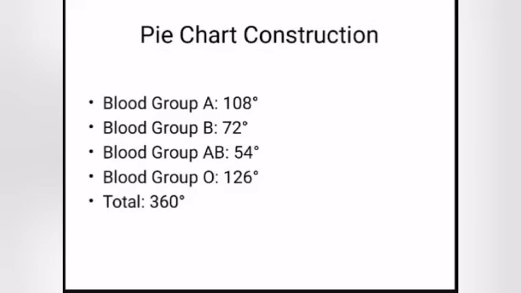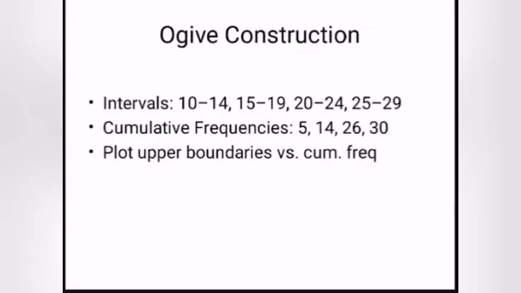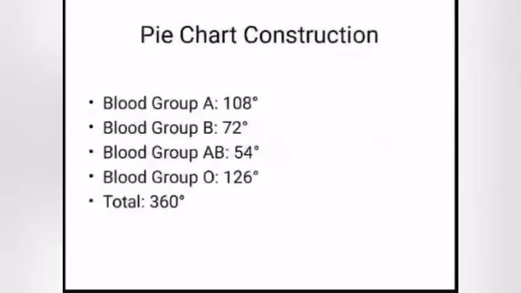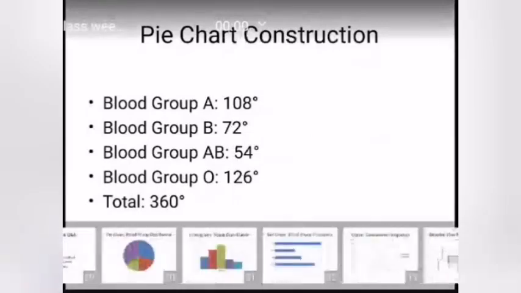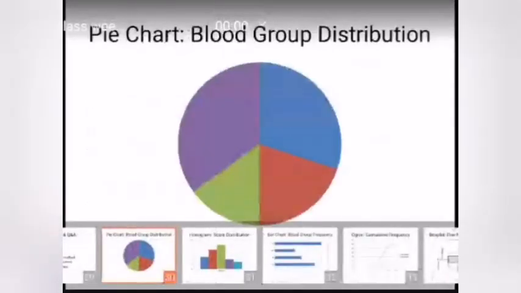360, because 360 is the angle of a circle. So you have to make sure these four angles sum up to 360. Then you draw your pie chart. So let me show you an example of the pie chart. So this is it. This is an example of your pie chart.